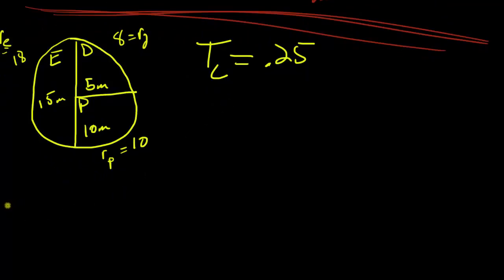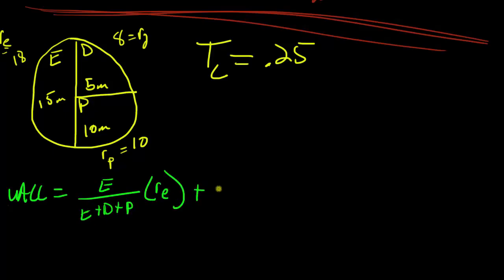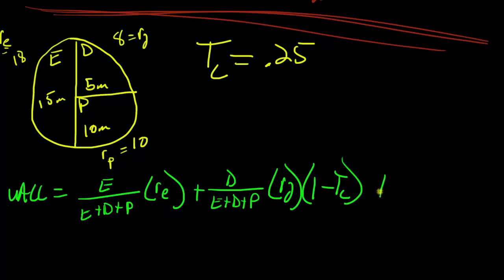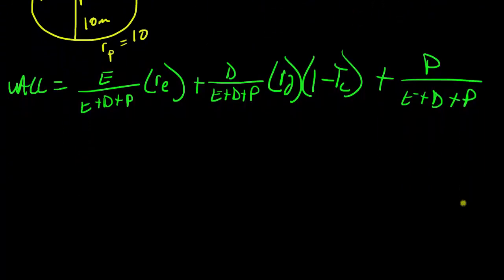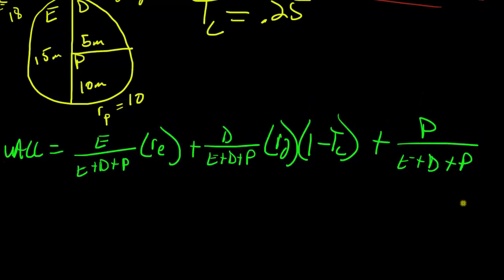So let's rewrite the WACC again. Let's do it in green. WACC is equal to equity over equity plus debt plus P times the rate of equity, plus debt over equity plus debt plus preferred times the rate of my debt, and make my tax adjustment 1 minus my corporate tax rate, plus preferred stock over equity plus debt plus P. Okay, we'll do this in 2 stages because we have plenty of time. Let me keep this here so I can still see it.